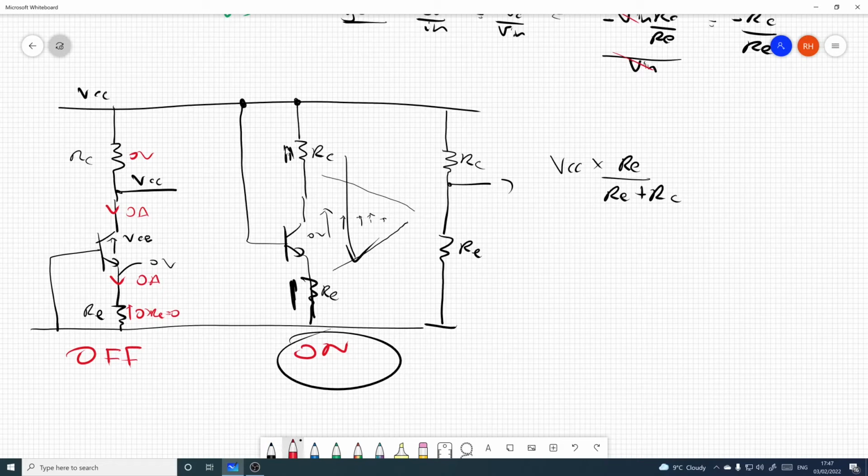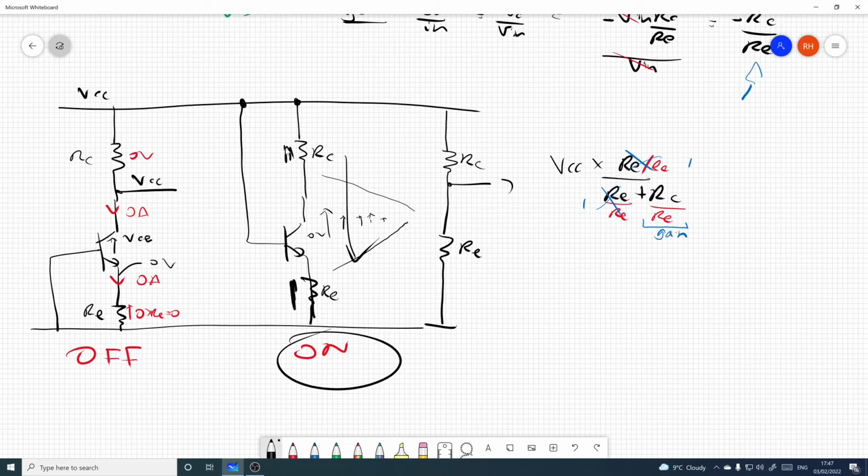Now I'm going to do some fiddling here and divide everything by RE, which is perfectly valid. Okay, and you'll see that becomes 1, that becomes 1, but this, RC over RE, ooh, that's the gain.